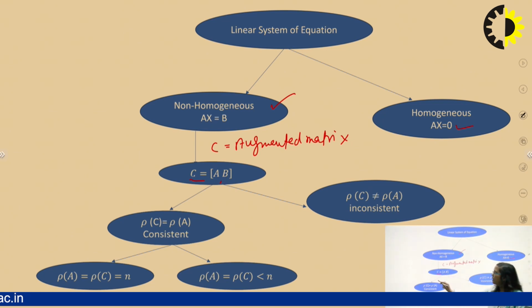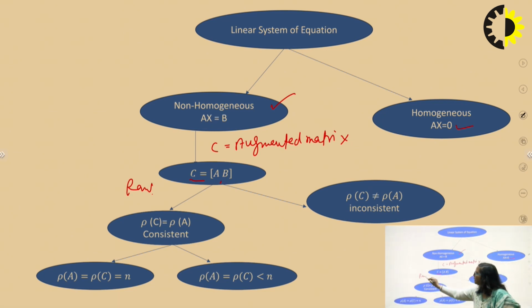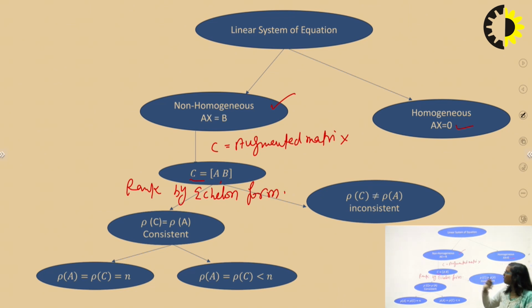After that, we find out the rank of this augmented matrix by Echelon form method. All of you know that we can find out the rank by converting our given matrix to Echelon form. So by using the Echelon form method, we find out the rank of this matrix C. Now when we find out the rank of this C, two cases arise. The first case, if the rank of C equal to the rank of the coefficient matrix A, means the rank of the augmented matrix is same as the rank of the coefficient matrix, then we say that equations are consistent. Consistent means the solution exists.